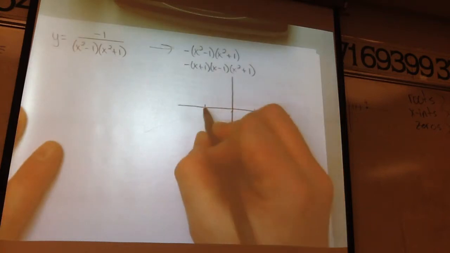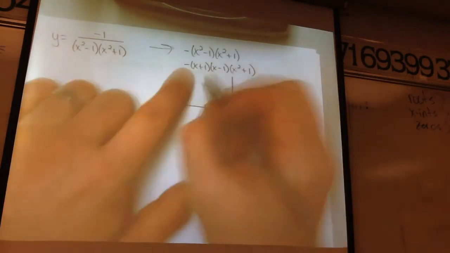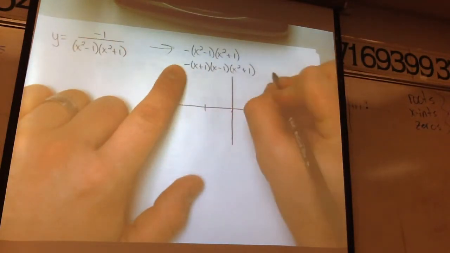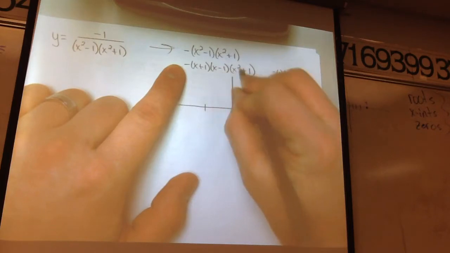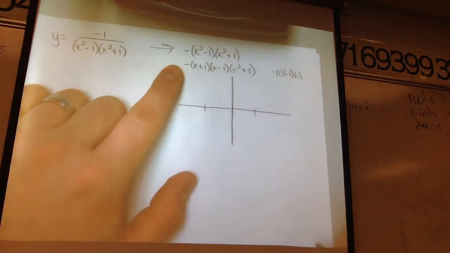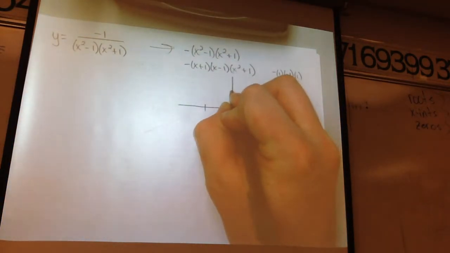So there's our x-intercepts. Our y-intercept would be -1 times -1 times 1. So it's 1. No, so it's negative. No, it's not. It's one, it's one. Don't you dare question me. It's one, negative. So there's our y-intercept.